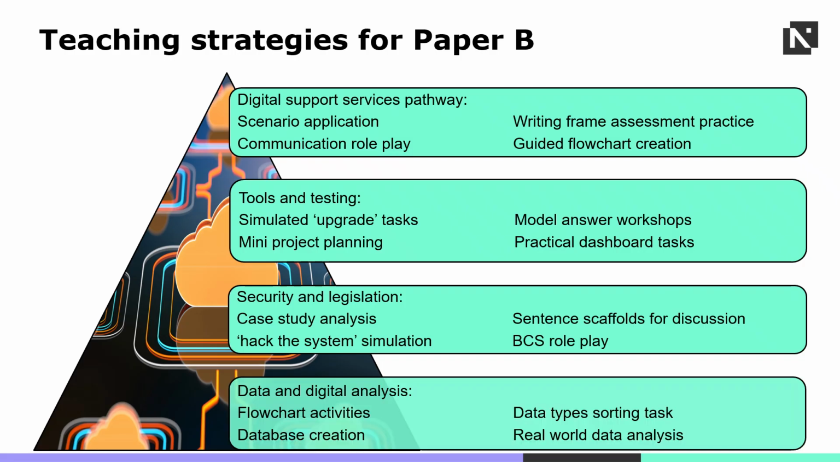And then lastly, section D, the data and digital analysis. So use visual flowchart and pseudocode activities where students would need to convert a written process firstly into a flowchart and then into pseudocode. You could use sorting and matching tasks where students match examples such as CSV or relational databases to correct format categories.